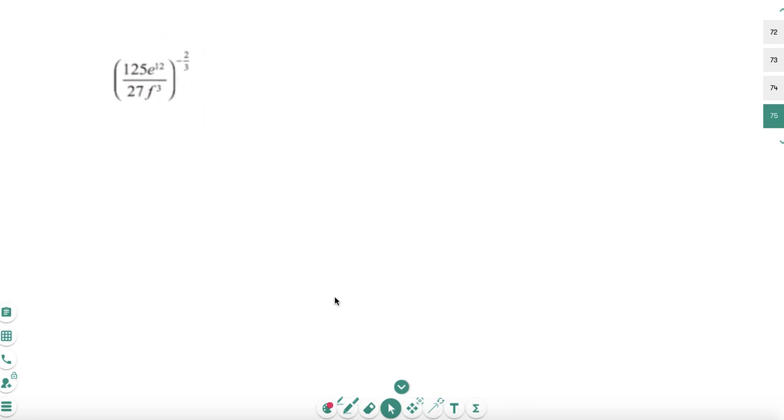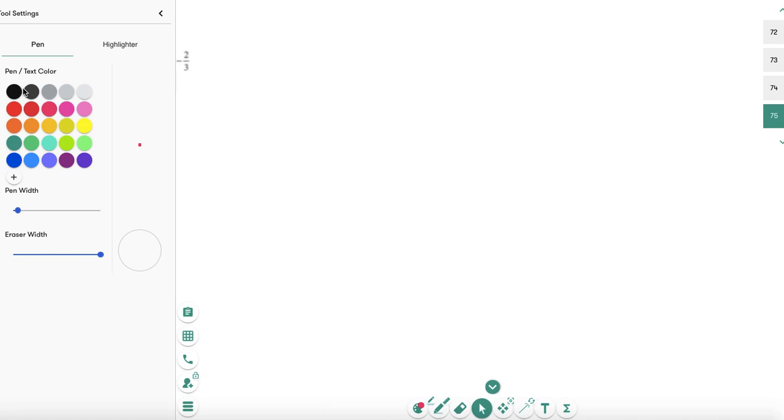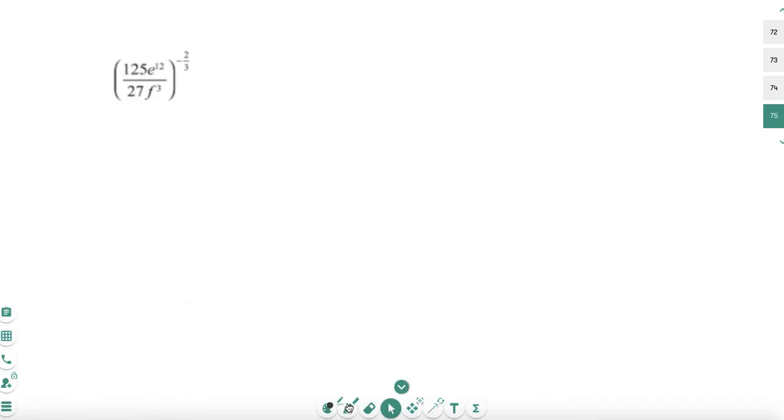125 e to the power of 12 over 27 f to the power of 3, all of that to the power of negative 2/3. Oh, that's pretty saucy. First things first, I see a negative indice. Negative means reciprocal.